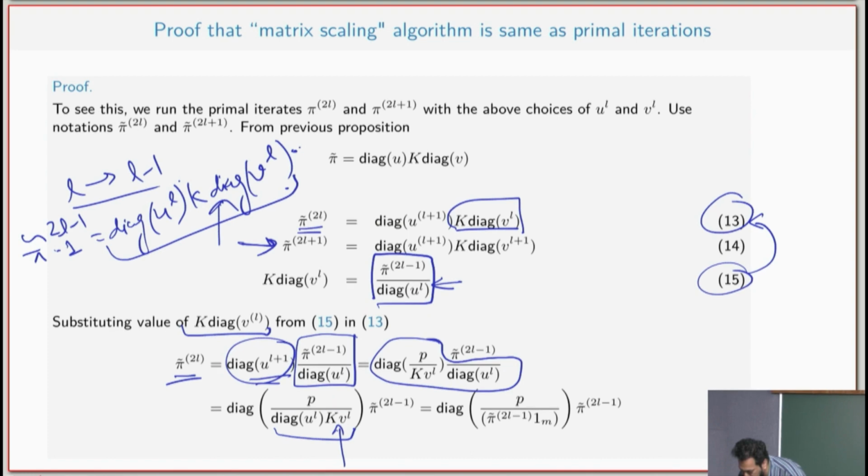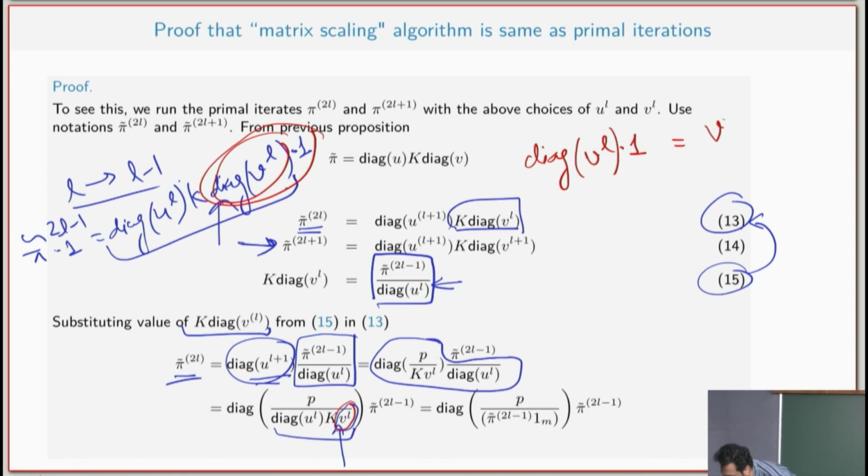So basically we have to multiply by a vector of all ones here. If you see this, this is VL, and what we have here is diag of VL. So to change diag of VL to VL, we have to multiply by 1. So diag of VL times the vector of all ones now makes it a vector VL, which is what we wanted.